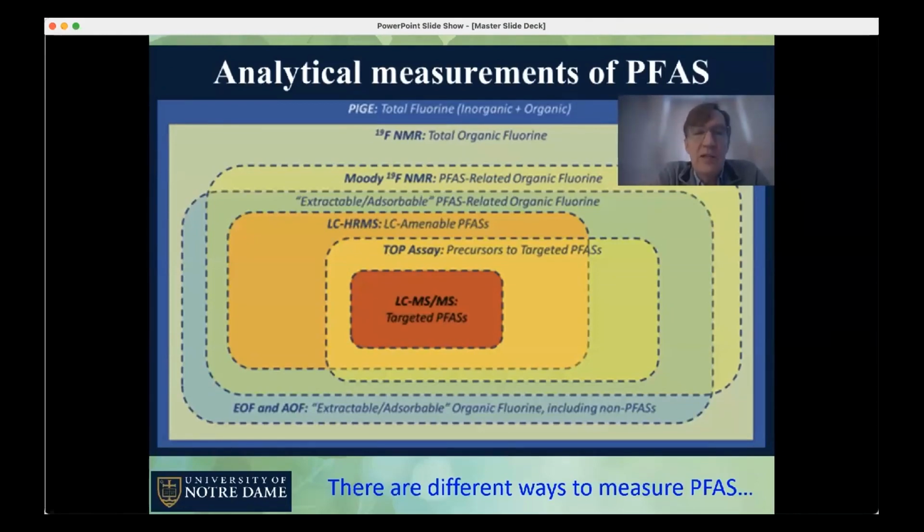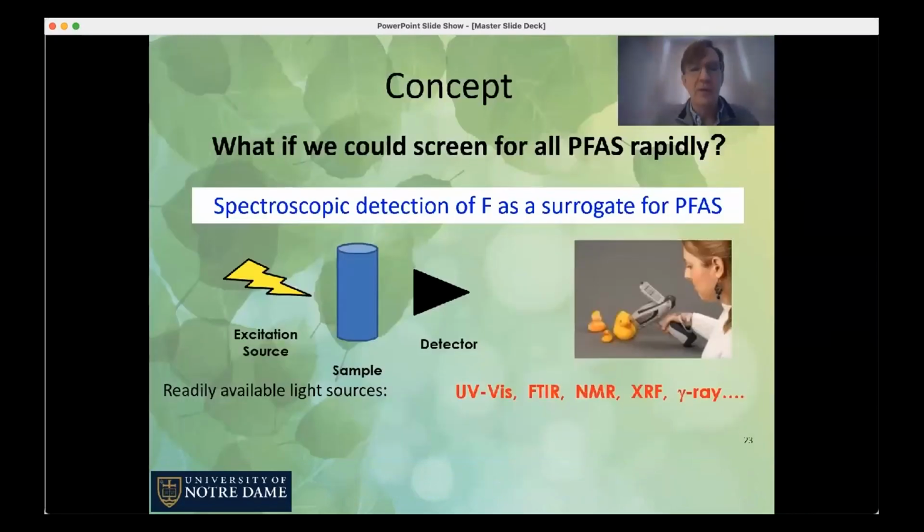There are several other types of methods by which you can measure more fluorine, and so what we're going to describe now is a couple of total organofluorine measurements, and I'm going to specifically talk about ours that we developed at Notre Dame, PIGE, to get the total fluorine measurement and why you want to do that. So this is a spectroscopic tool to look for just the fluorine part of the molecule. And if it's a PFAS, it's got lots of fluorine.